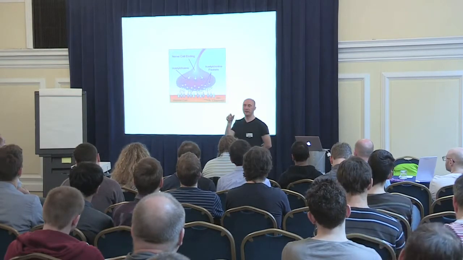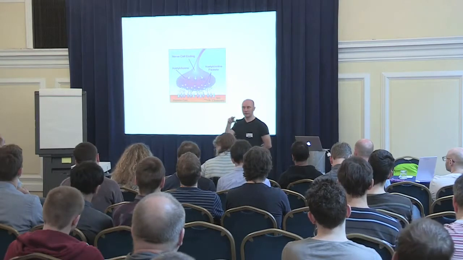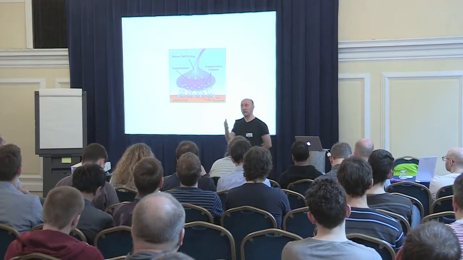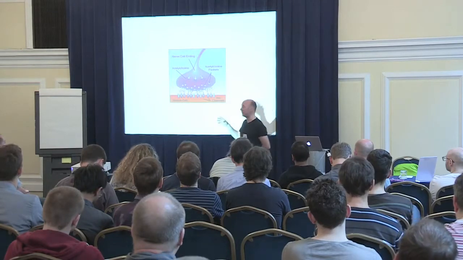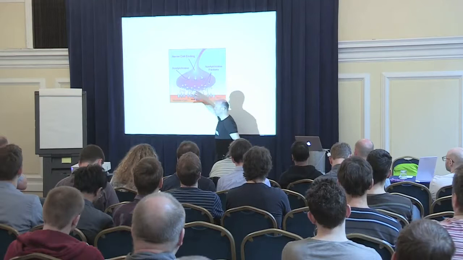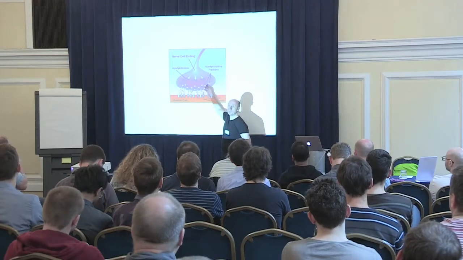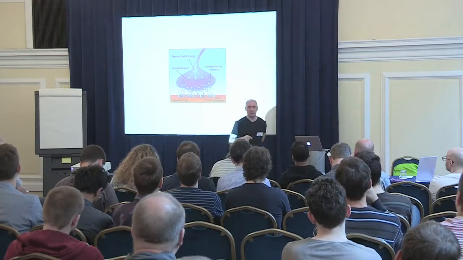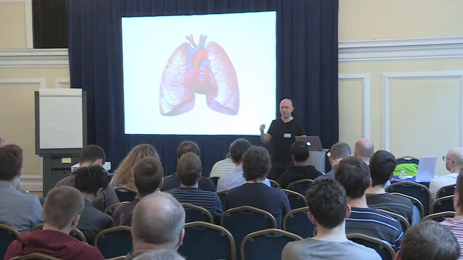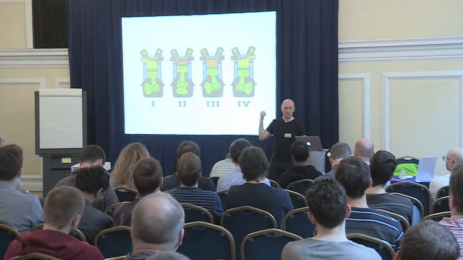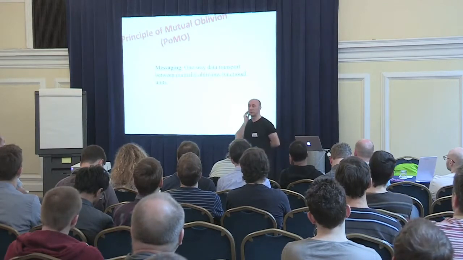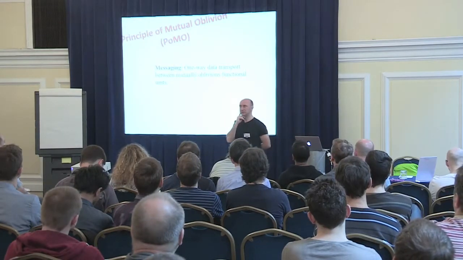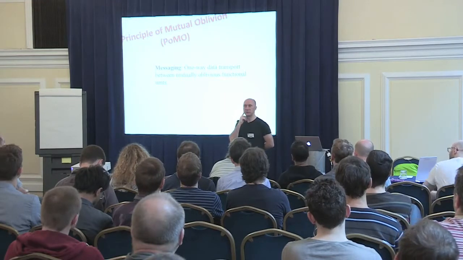Message passing is about two parties agreeing on a message contract, on some kind of messages they understand and they can produce, but those parties don't know each other. That's the same here. And so I come to my first principle of messaging: the principle of mutual oblivion.